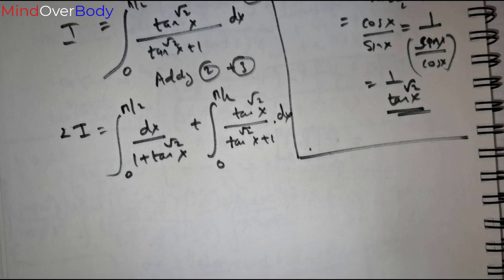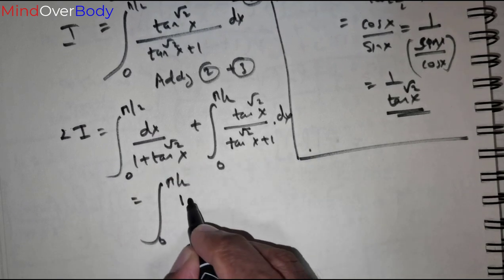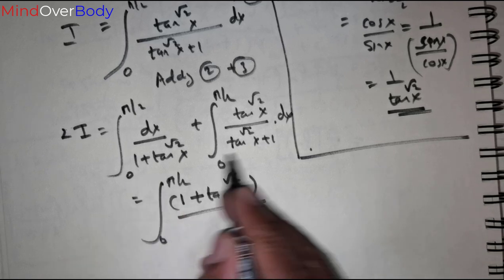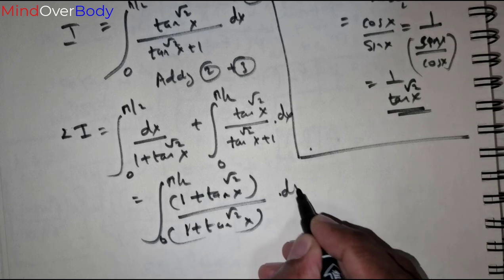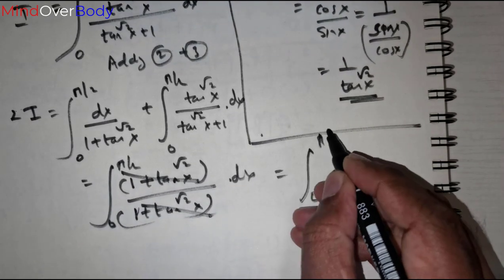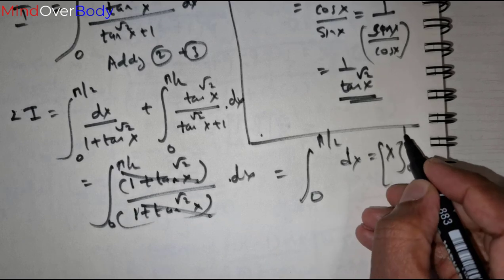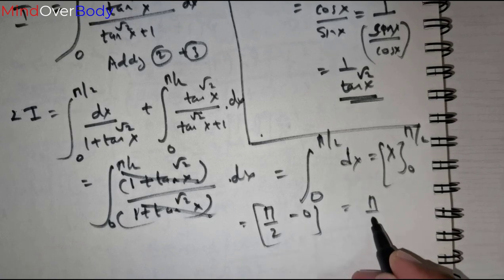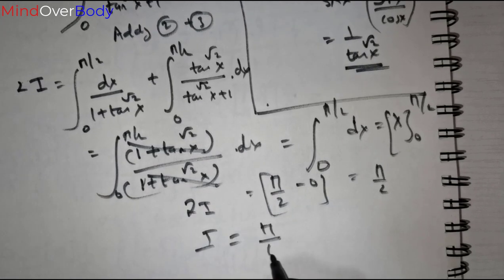So if I were to add these two integrals, I can rewrite this as the integral from 0 to pi over 2 of 1 plus tan raised to the power of root 2x divided by, the denominator is common, 1 plus tan raised to the power of root 2x times dx. So clearly the numerator and the denominator can be cancelled, giving me the integral from 0 to pi over 2 of dx, which is nothing but x within the limit 0 to pi over 2. I substitute the upper limit minus the lower limit, I get pi over 2. On the left side I get 2I, so therefore I is equal to pi over 4 is the solution.